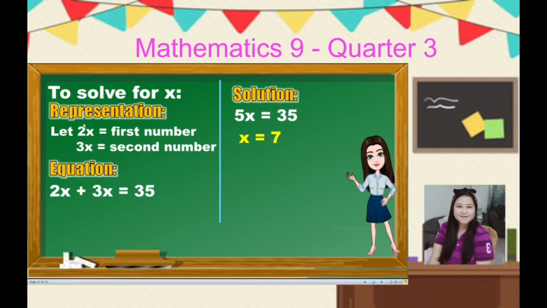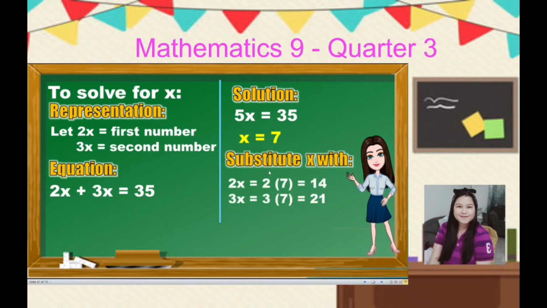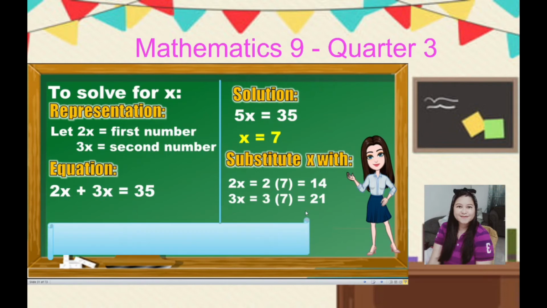So, what are we going to do? Babalik po tayo dun sa representation natin, which is 2x and 3x, and then substitute the value of x. So, that will be 2x, so that is 2 times 7, so that is 14, and then 3x, so 3 times 7, that is equal to 21. So, therefore, the numbers are 14 and 21.